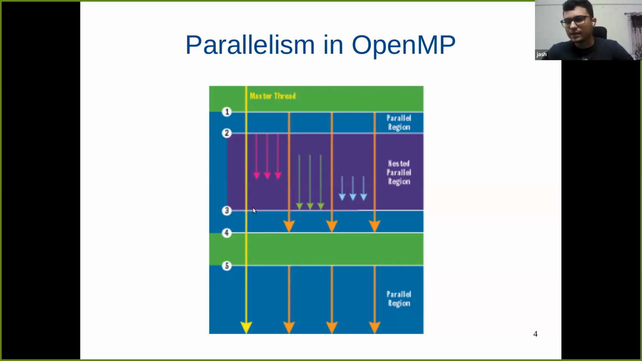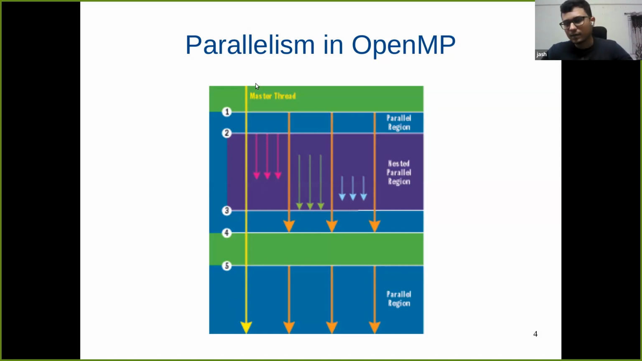And the rules are the same. When the nested parallel region ends, the team of threads is parked, and all other master threads survive, and they go ahead with the execution of the rest of the parallel region, and so on.